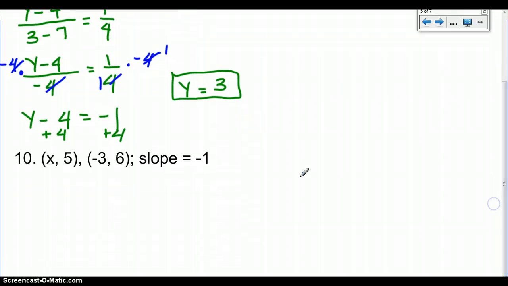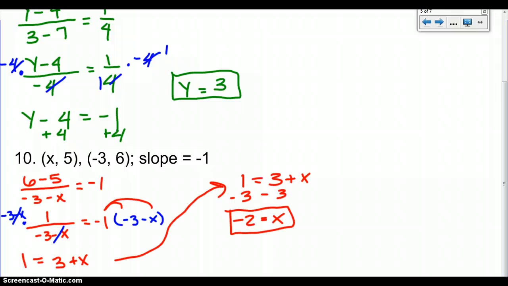I want you guys to pause it, try to do number 10 on your own, and then we'll come back and make sure we have the same answer. Okay, I'm back. I'm going to walk you through what I did. I just put in our numbers for our formula, and then our slope is negative 1, so I equaled it to negative 1. Then, to this step, I just subtracted 6 minus 5 is 1. So we have 1 over negative 3 minus x. And then to get this away, we have to multiply negative 3 minus x to both sides, because this cancels out and that cancels out.